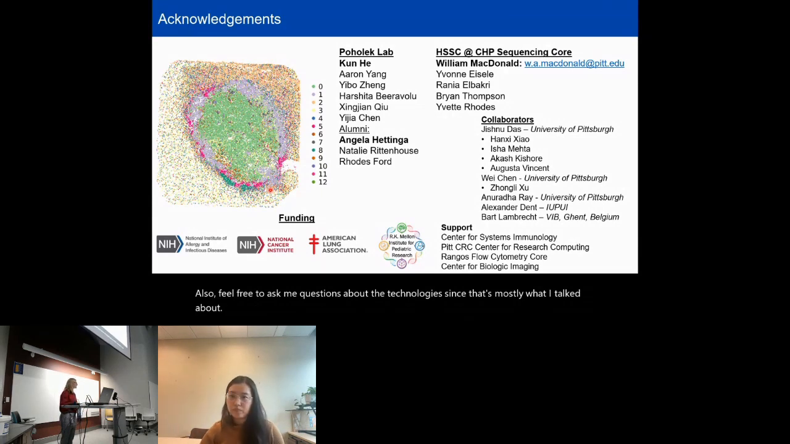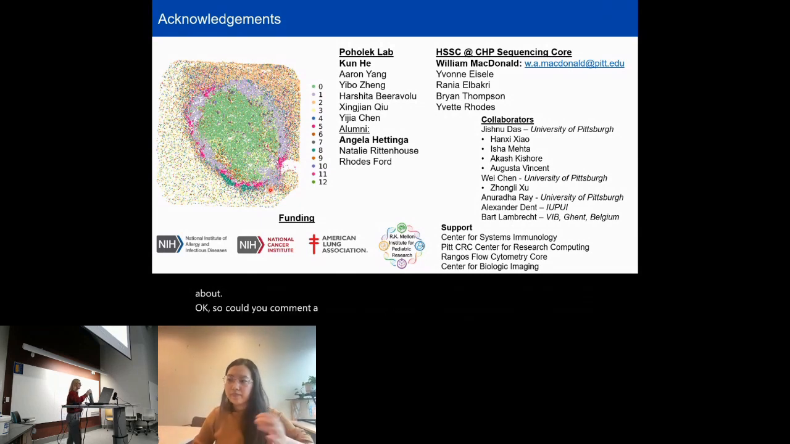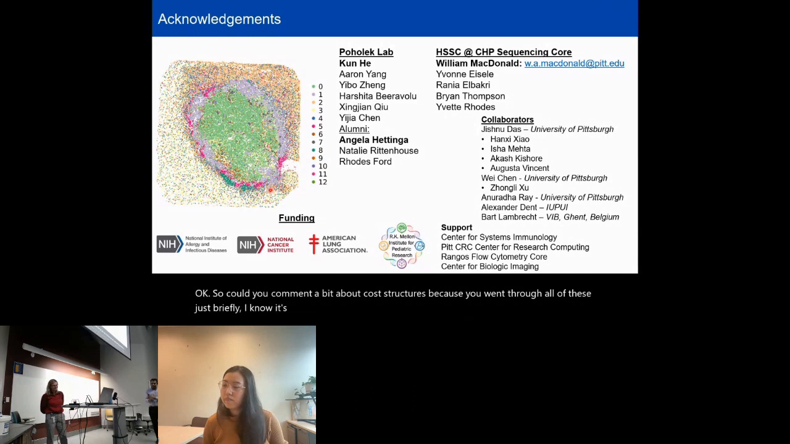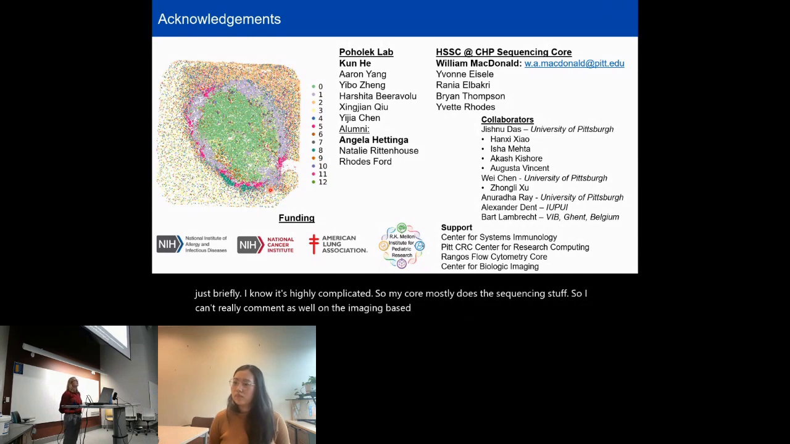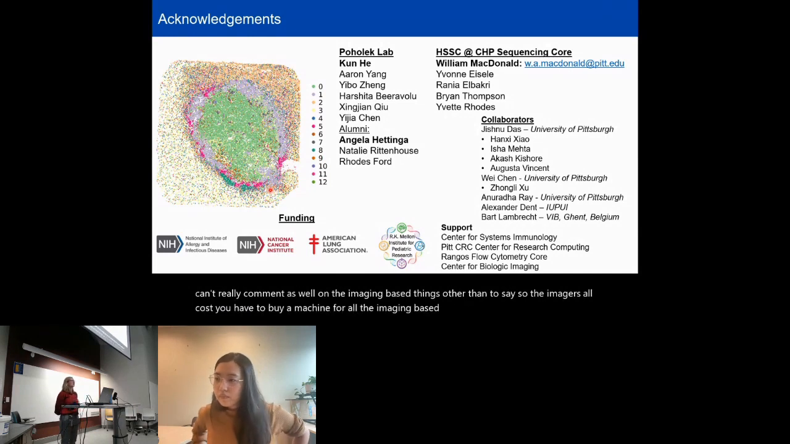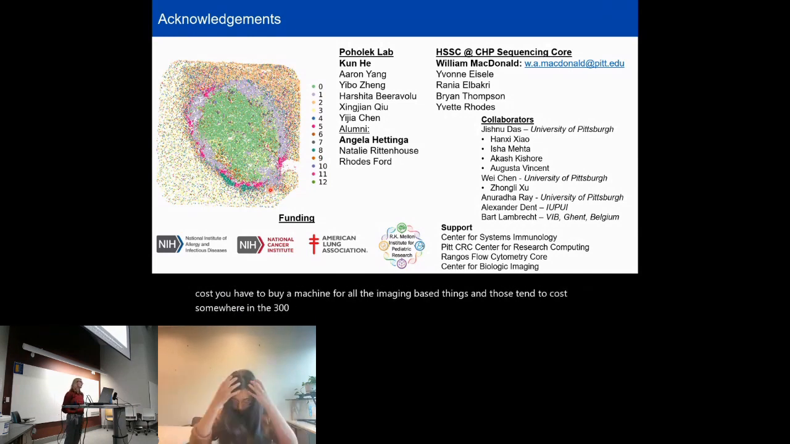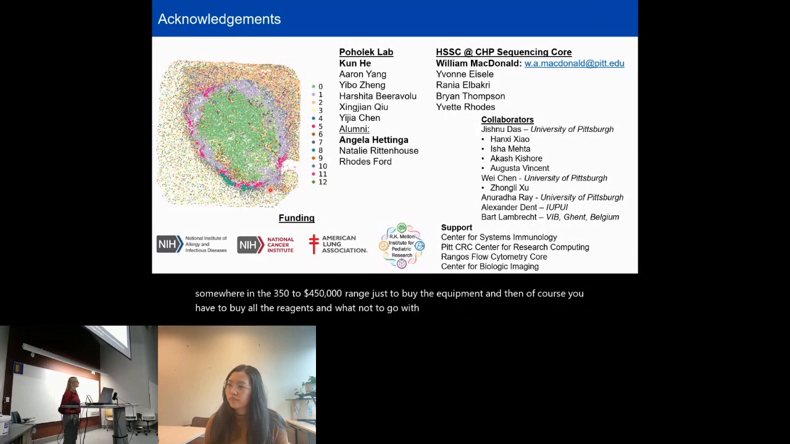So I'll start. Could you comment a bit about cost structures, because you went through all of these, just briefly. I know it's highly complicated. My core mostly does the sequencing stuff, so I can't really comment as well on the imaging-based things, other than to say you have to buy a machine for all the imaging-based things. Those tend to cost somewhere in the $350,000 to $450,000 range just to buy the equipment. And then of course you have to buy all the reagents and whatnot to go with it. I actually don't have a good sense of those costs just yet.